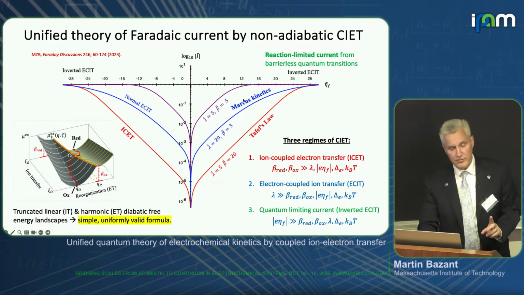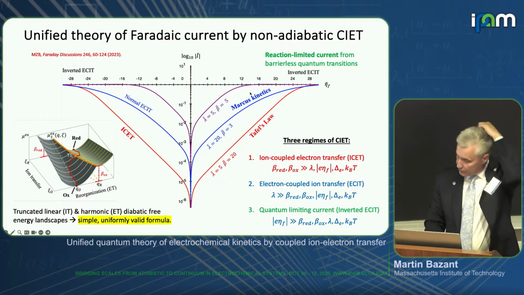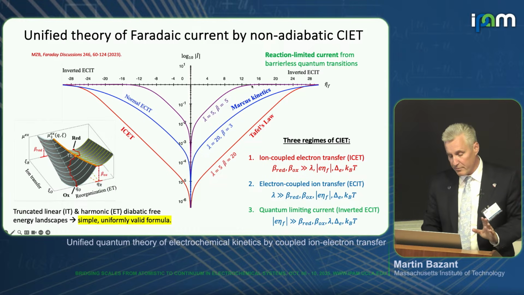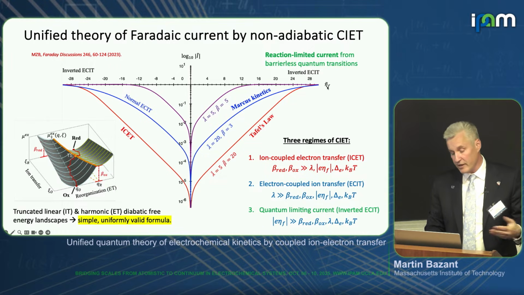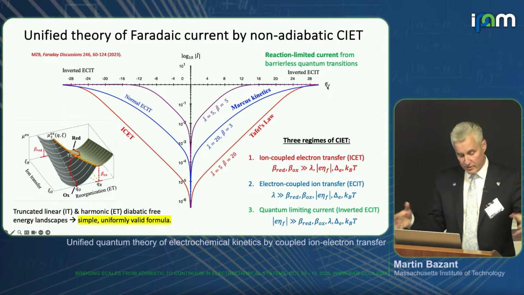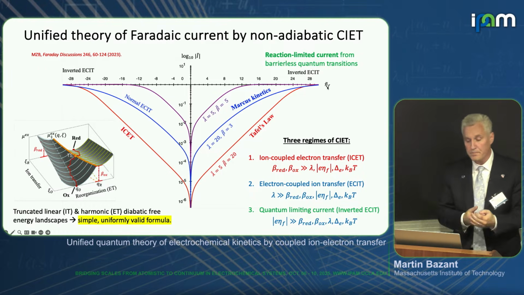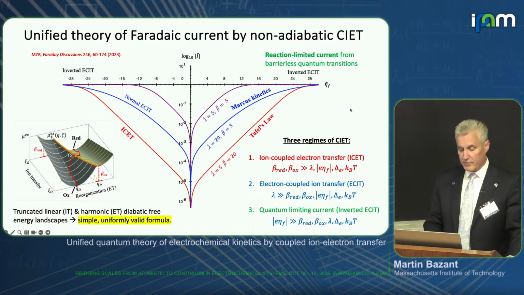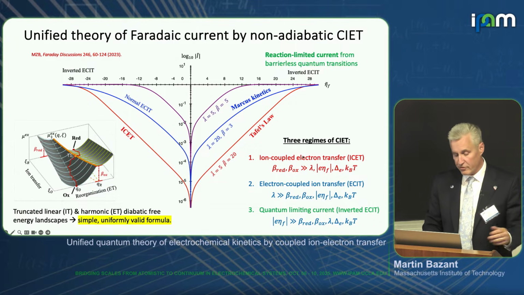Another interesting prediction of the theory is that, within certain approximations, you get a limiting current. This is when you have a wideband approximation for a metallic electrode, and you assume that the electronic coupling is independent of overpotential. Anyway, so this is the structure.